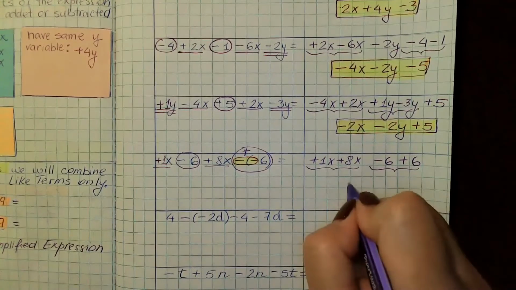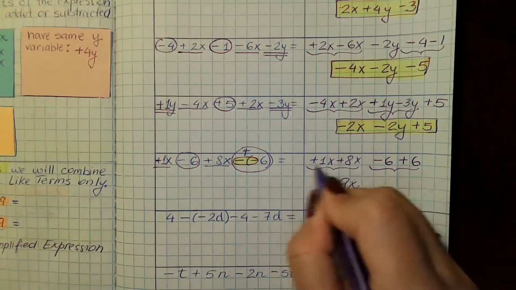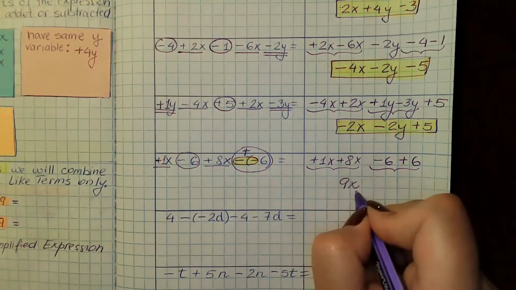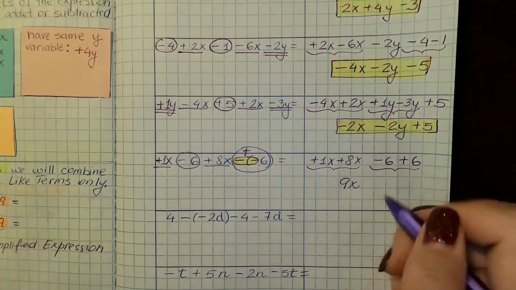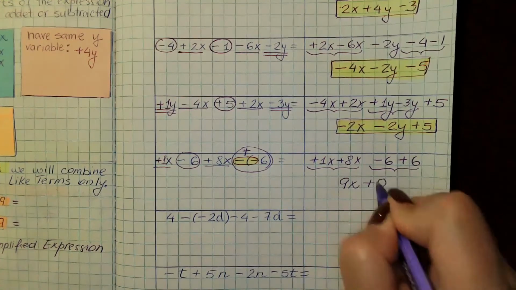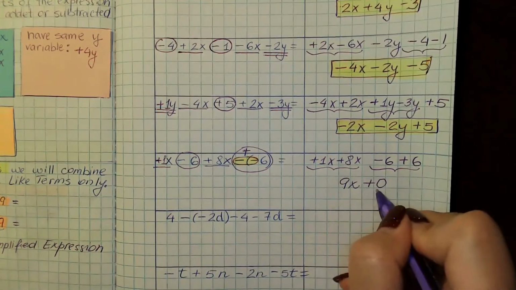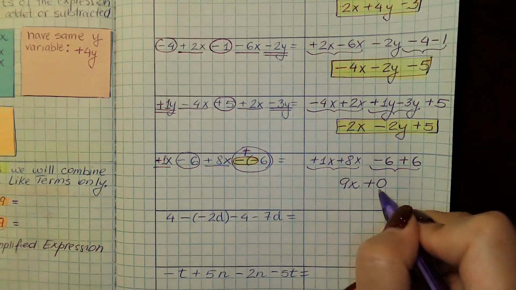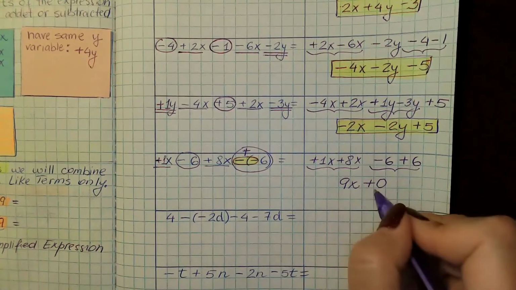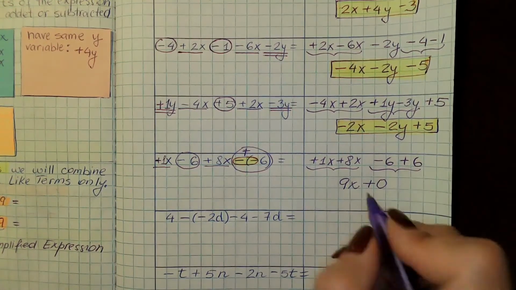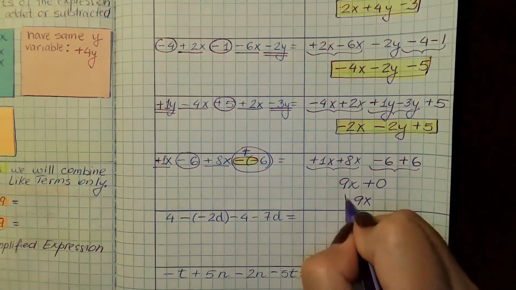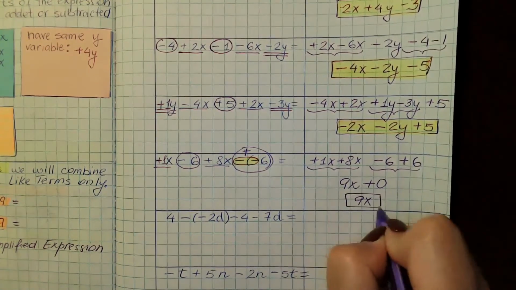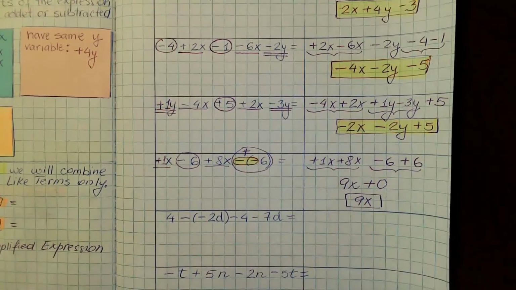1 plus 8, that's 9. So 9x, don't forget the variable. We add the coefficients and we save the variable. And then what happens here? Negative 6 plus 6 is 0. Well, anything plus 0 is going to be the same thing. So 9x plus 0 will be just 9x. So this expression simplifies to just 9x.